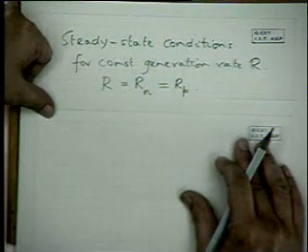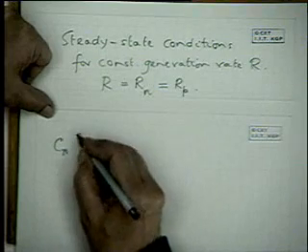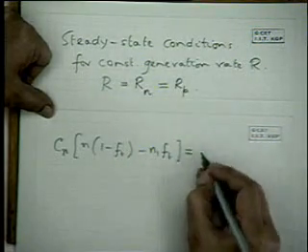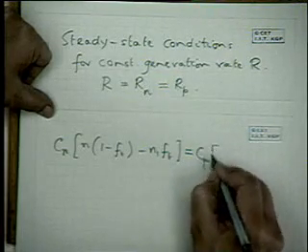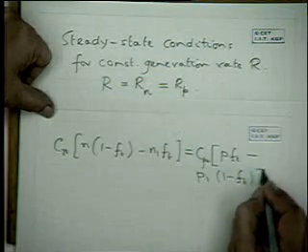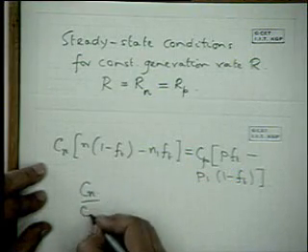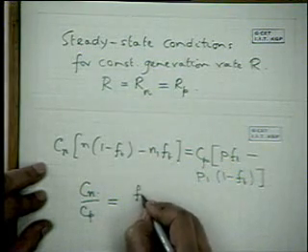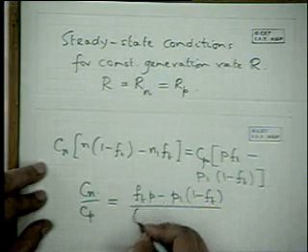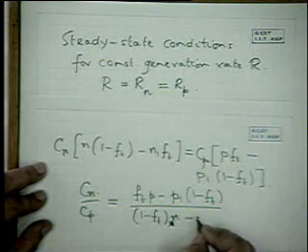So for clarity, if I write out the expression in full, Rn is equal to Cn into n1 minus Ft minus n1 Ft, is equal to Rp, which is Cp into p Ft minus P1 into 1 minus Ft. So from this, we can write the ratio of Cn by Cp as equal to Ft p minus P1 into 1 minus Ft over 1 minus Ft n minus N1 Ft.